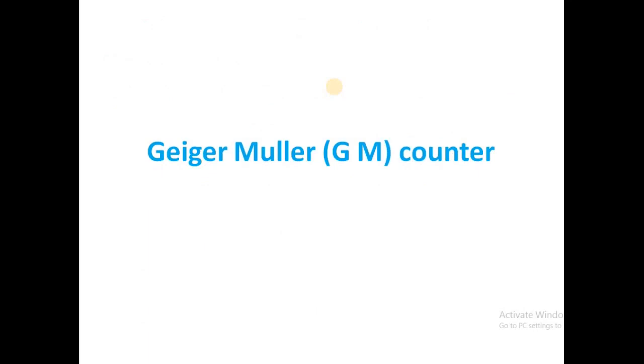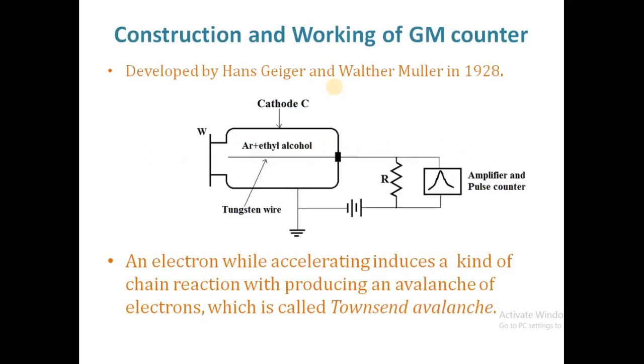First, Geiger-Müller counter or GM counter. GM counter was developed by Hans Geiger and Walter Müller in 1928. Therefore, this counter is named as Geiger-Müller counter or GM counter. It consists of a cylindrical sealed glass tube of radius about 2 to 3 cm enclosing a coaxial metal cylinder C which serves as cathode.